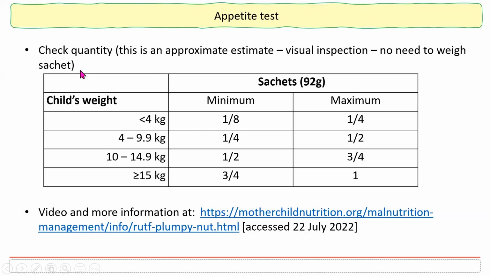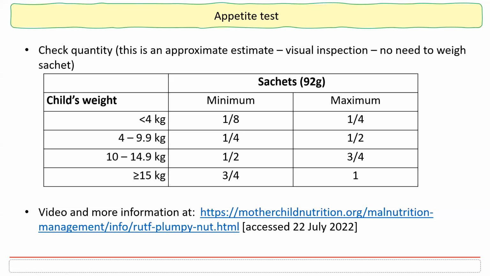When we perform the appetite test, we want to make sure that the child consumes this in appropriate amounts. And so this table gives you a guide as to what proportion of the sachet should be consumed. And importantly, this is an approximate estimate. It's a visual inspection. We don't weigh the sachet accurately before and after the feeds. It's just an approximate amount of consumption that the child does. So if you have a 10-kilogram child, we expect them to consume at least half of the packet during the test feed.